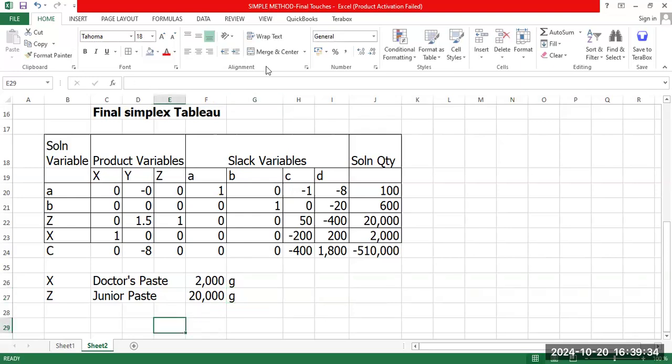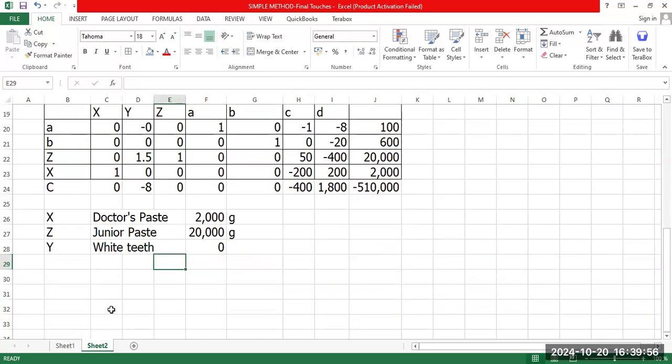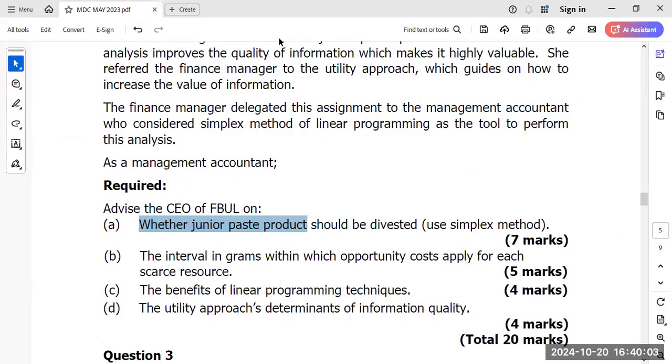So the question is, should you... here, this question, you don't need to produce. Why? So it means that if the question is saying, should the company divest? Here you are not going to divest. The company should not divest this junior paste product.